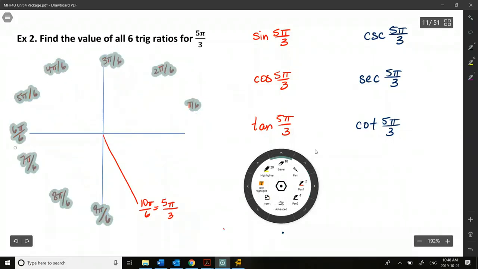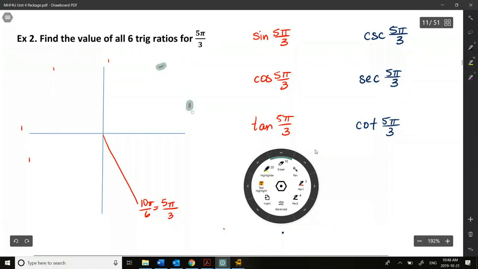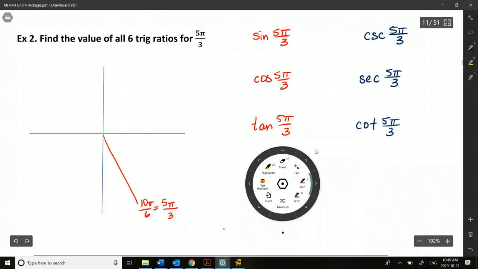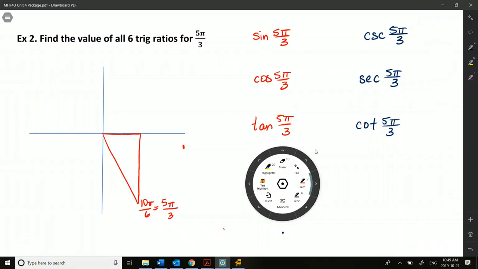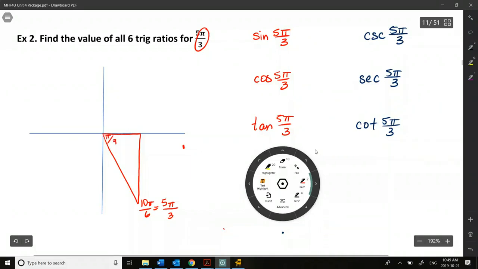So I'm just going to erase these out because we don't need the rest of these. And we're going to create a right angle triangle with the closest x-axis. So don't use the vertical line here. And your reference angle, you're not going to be using 10 pi over 6. Use the reduced angle here. We're going to use pi over 3. That's the interior angle here. So that tells me that I should be using the pi over 6, pi over 3, pi over 2 triangle that we learned on Friday. The 30, 60, 90 triangle from last year.